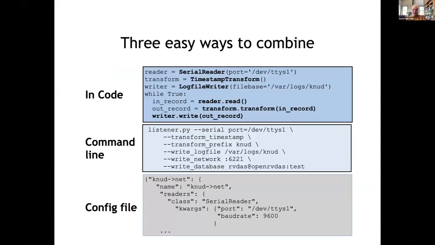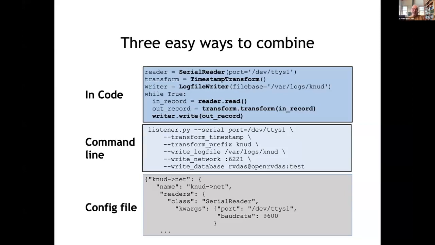That top box there, the blue one, that is a complete logger. That's runnable Python code where you define your reader. It's a serial reader reading from port ttyS1. Then a transform, which is going to timestamp it, and you create a writer, tell it where it's going to write, and you just loop through. The reader has one method, which is read. The transform has one method, which is transform, and the writer has one method, which is, wait for it, write.